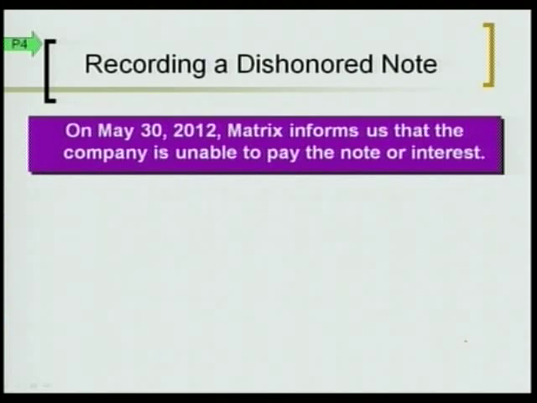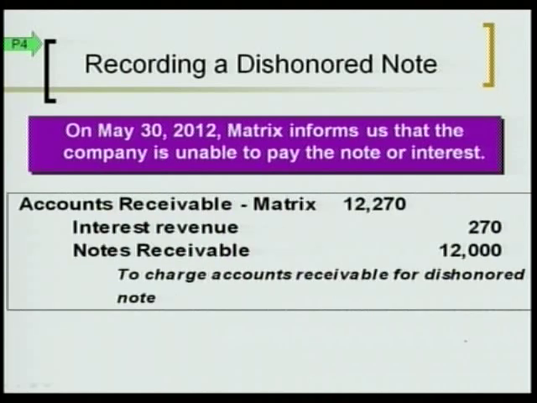Now, what if they dishonor the note? That means they don't pay it. Well, then we're still going to record this credit side of the journal entry, but we're going to set it up as accounts receivable because they still owe us, right?